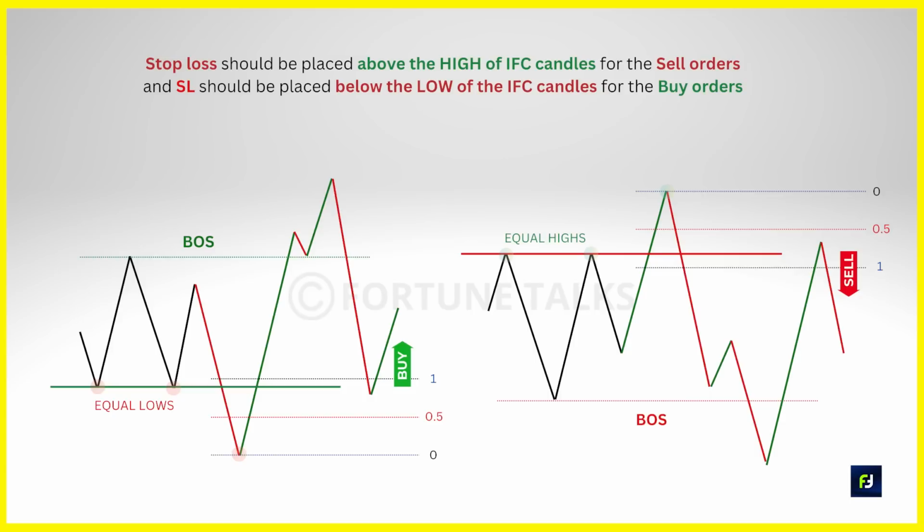When it comes to stop loss setting, your stop loss should be placed above the highs of the institutional candles for sell orders, and it should be placed below the low of the down closed institutional candles for buy orders. You can even place your stop loss above or below the institutional candle's body or wick. But I personally prefer to place my stop loss above or below the wick. This is the best and safest place to place your stop loss.